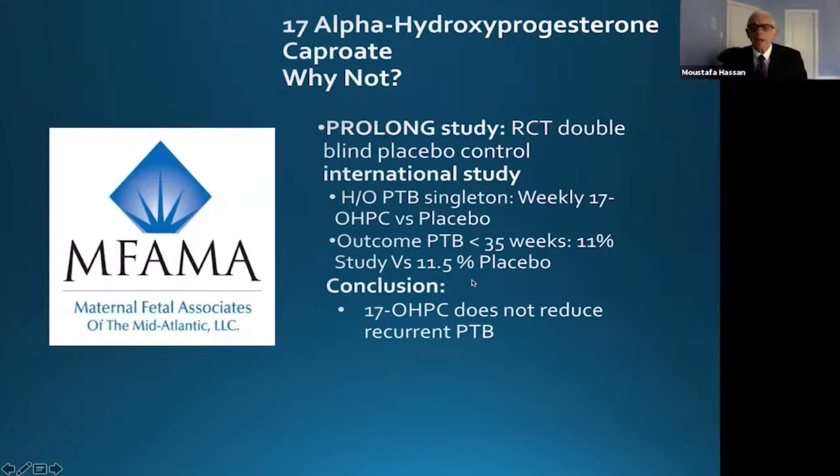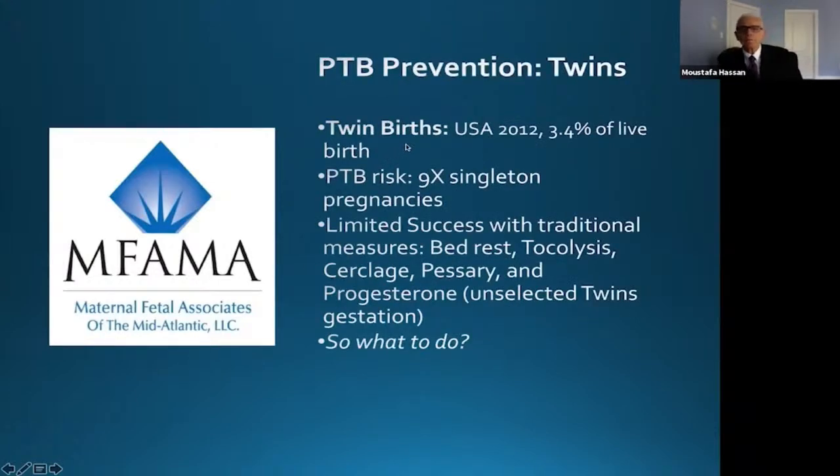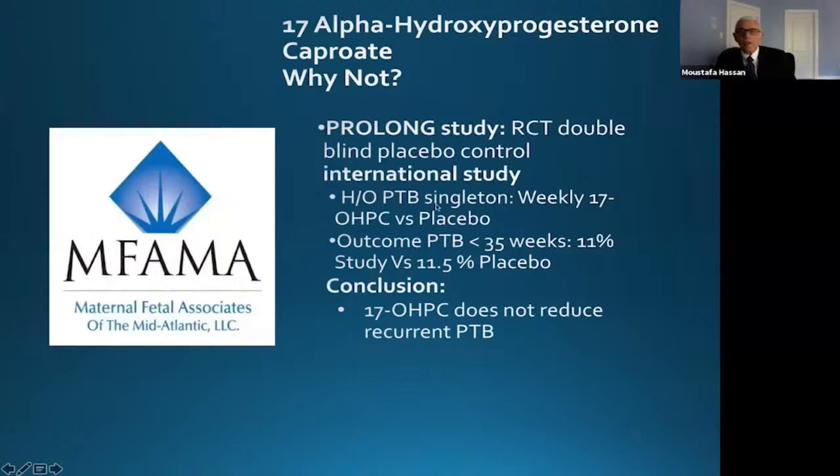11% versus 11.5%. That's nothing. Conclusion, 17-hydroxyprogesterone does not reduce recurrent preterm births, and it has been withdrawn. Preterm birth, twins. So let me go back to this slide. That means that we have not eliminated progesterone, but now we are using more vaginal progesterone.